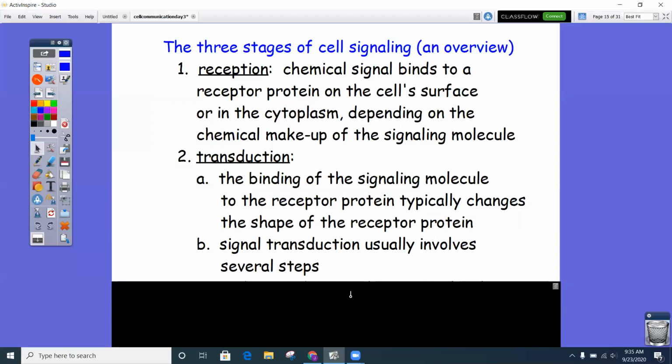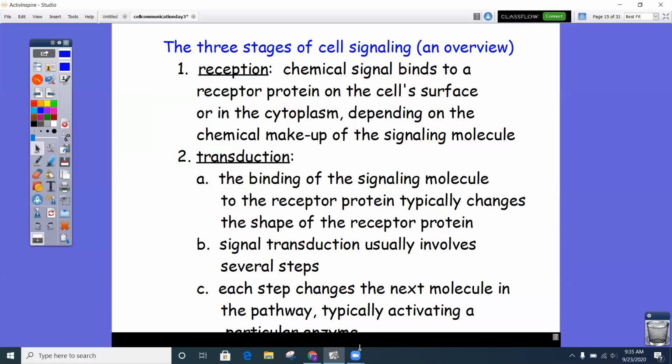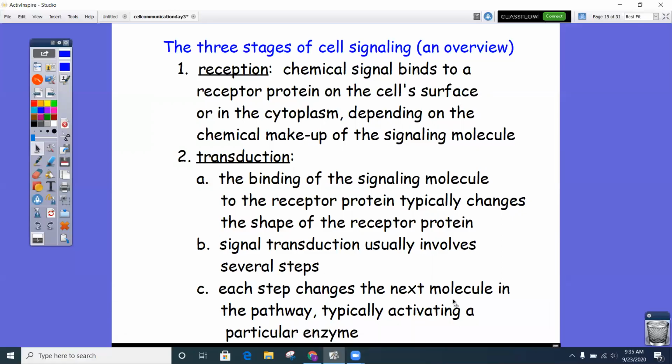All right, B. The signal transduction pathway usually involves several steps. We're trying to get the message from the receptor protein deeper into the cell, usually to the nucleus, so that we can activate a certain protein to be made. Okay, so each step typically changes the next molecule in the pathway. Some of these pathways involve cascades. It involves one thing activating the next thing, which activates the next thing. Okay, and that can activate enzymes in the pathway. So what we're going to talk about a lot here is what happens when one thing goes wrong somewhere in this pathway. How does that influence the rest of the pathway?